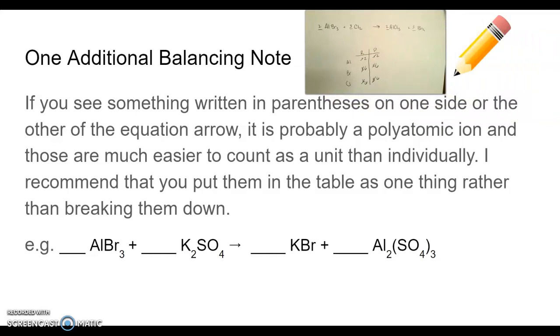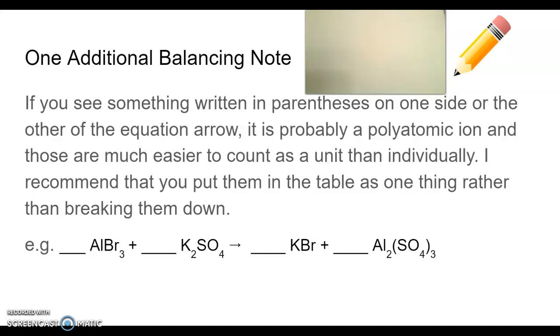So something I wanted to mention is there are a couple tricks that make things easier, and one of the tricks that can make things easier is that if you see something written in parentheses on one side or the other of the equation arrow, it's probably one of those polyatomic ions that we mentioned right before our last test. And those are easier to count as a unit than to count the atoms in the polyatomic ion individually. And I'd recommend that you put them in the table as one thing rather than breaking it into the atoms in the part of it.